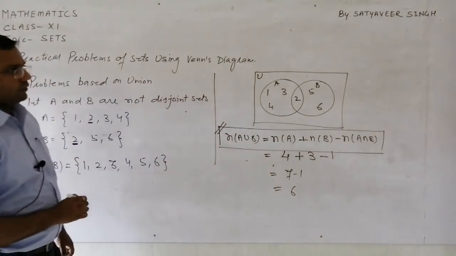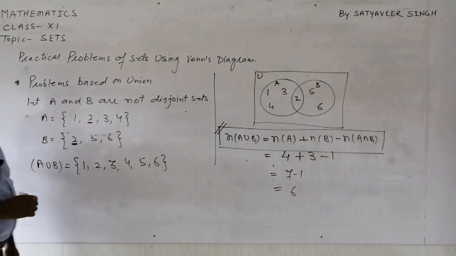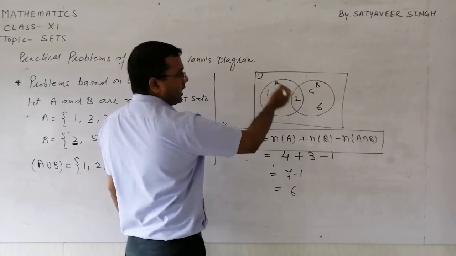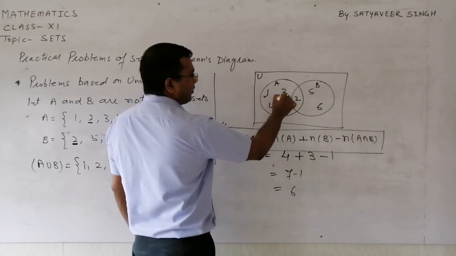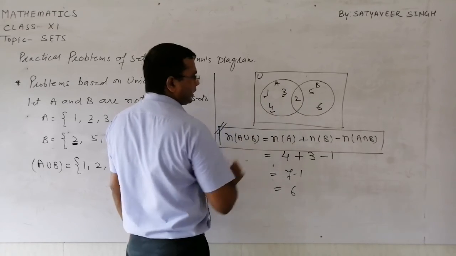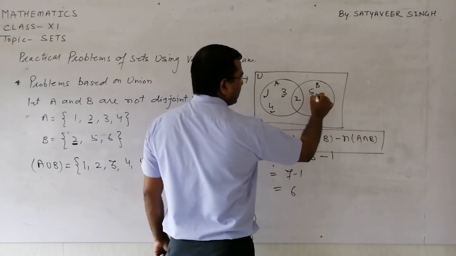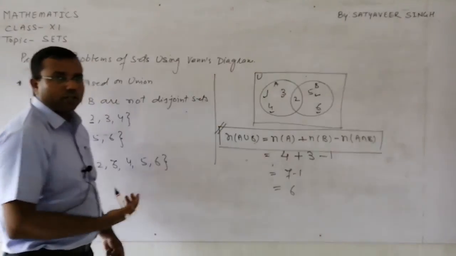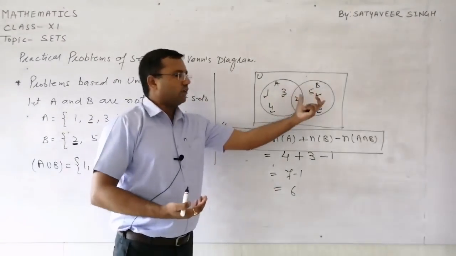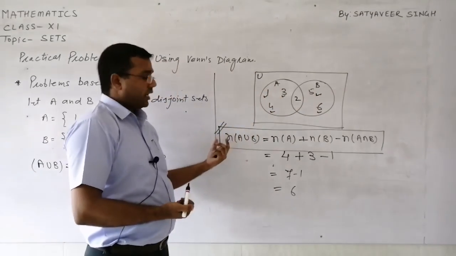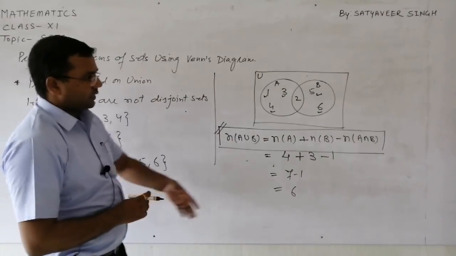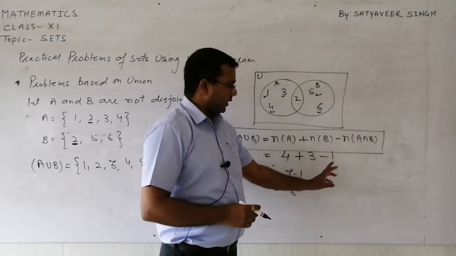If we want to find the number of elements only in A, we talk about these 3 elements. Only in B means 5 and 6 only. But if we are talking about A union B, we will have to include all the elements, but take care, none of the elements will repeat here. That is why we have subtracted the common element.